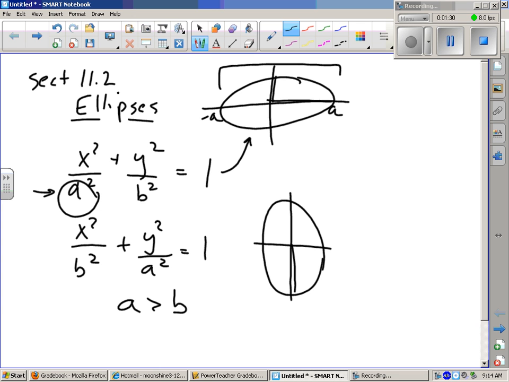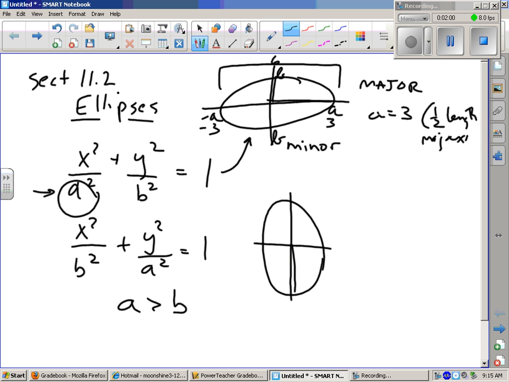If this is a and this is negative a, for this distance a, we call from a to a the major axis because it's the big one. And from b to b, we call that the minor axis because obviously it's the smaller one. So if a was 3 and negative 3, that total distance would be 6, but a is 3, so a is half the length of the major axis. You're going to know that that's a because over here where it's squared, you'll see it's a 9, so you'll know that it's a there.